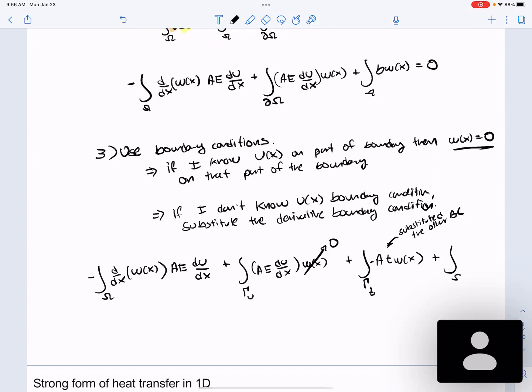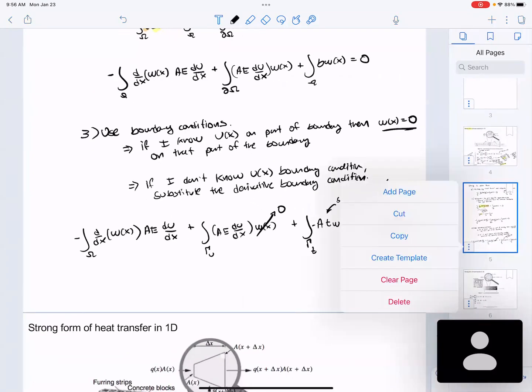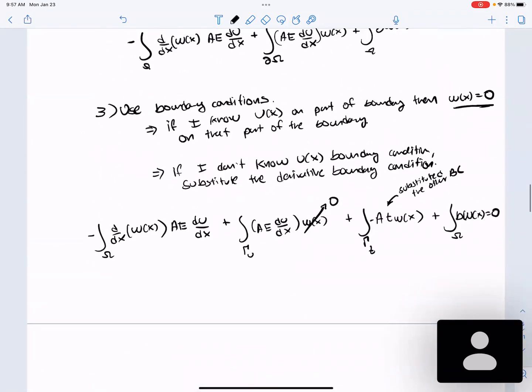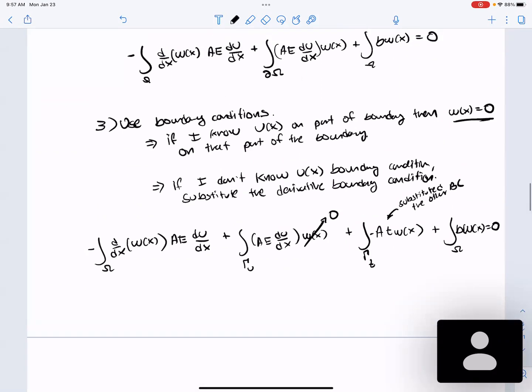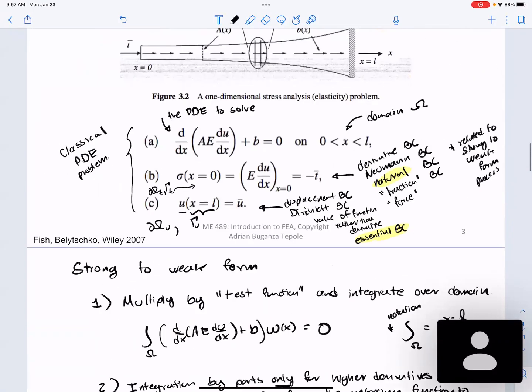And then I still have the integral over omega of b w of x equals 0. Okay, so just to recap, I had a PDE that I need to solve over some domain with two types of boundary conditions. Either I know the derivative or I know the actual function. So either I know something related to du dx or I know something related to u. They have different names. Don't worry about the specific names.